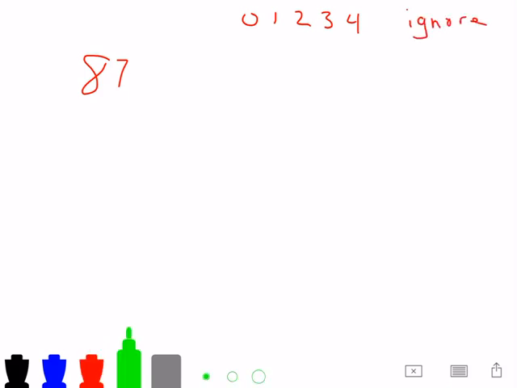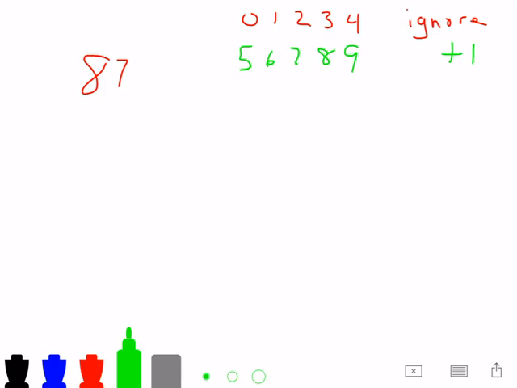Okay, so we are going to round the number 87 to the nearest 10 and 100. When we're rounding, we have to pay attention to these numbers: 0, 1, 2, 3, and 4 tell us to ignore the numbers in the rounding place, and the numbers 5, 6, 7, 8, and 9 tell us to add 1 to the number in the rounding place.